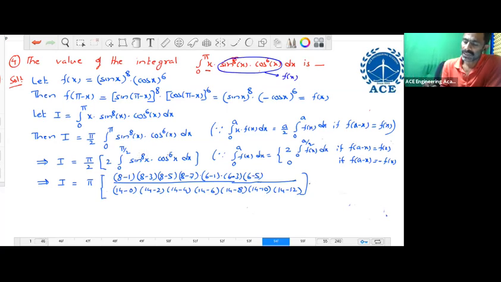Here m equals 8, n equals 6. Both are even integers. So we write the into pi by 2. Therefore, I equals this. If we simplify this, we can get the value. After simplification, the answer is 5 pi square divided by 4096.